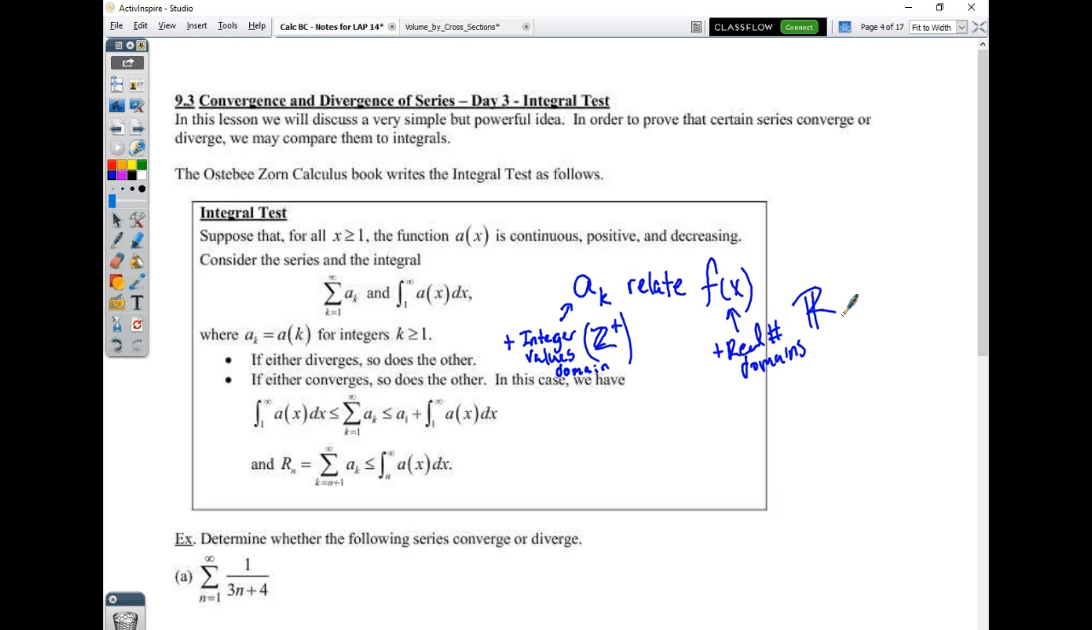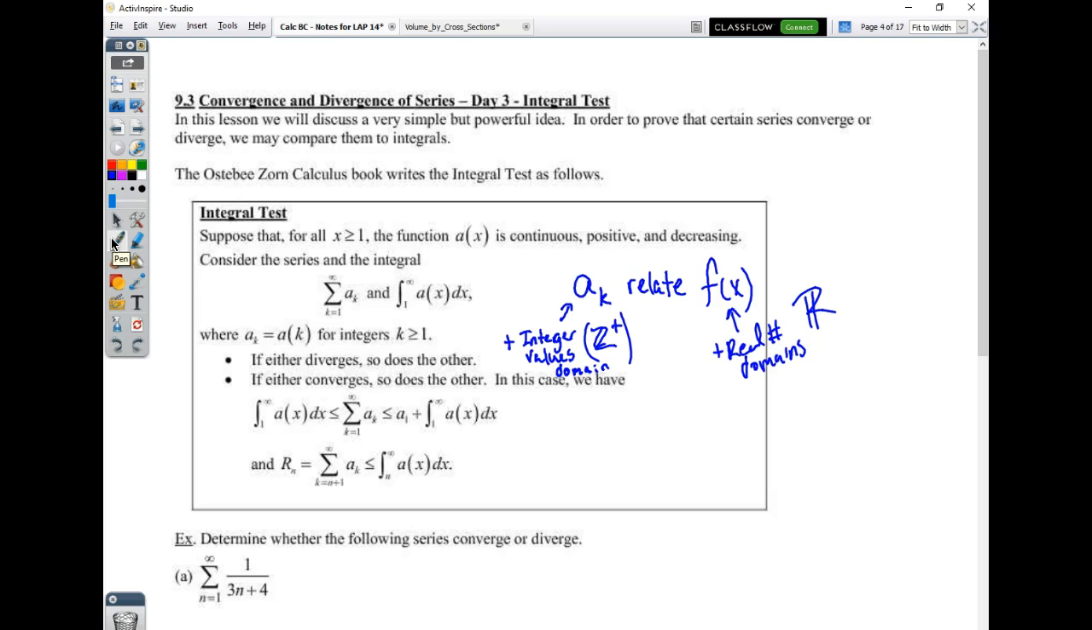So the idea is that these two are related to each other, but are they the same thing? What do you think? Is having positive integer values for the domain the same thing as having real numbers for a domain? And the question really becomes, if I look to graphs, does this give me the same thing as this? The answer should hopefully be no. All right. Cool.